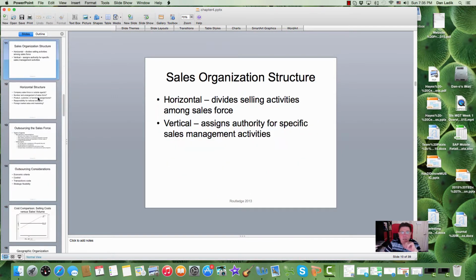Now the sales structure, okay, we have horizontal and we have vertical. If we're horizontal, multiple people across multiple areas or divisions take care of the selling activity. If it's vertical, each specific task is assigned to a particular individual. I know it doesn't sound real helpful to explain them these ways, but there's some questions in there. Now let me get back to that.